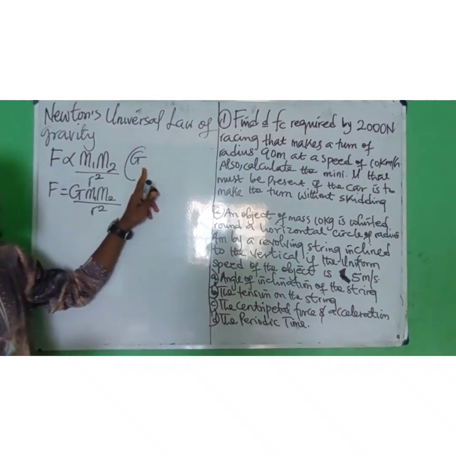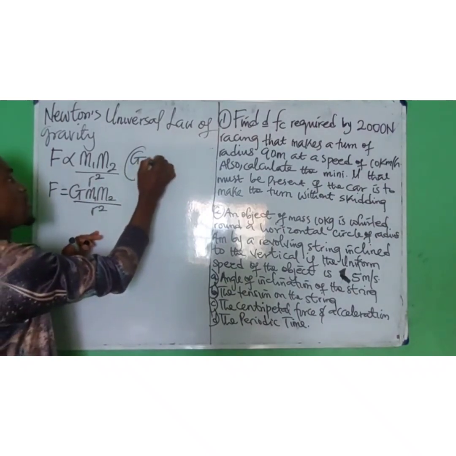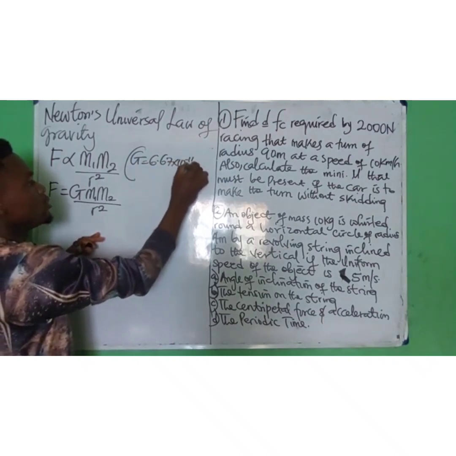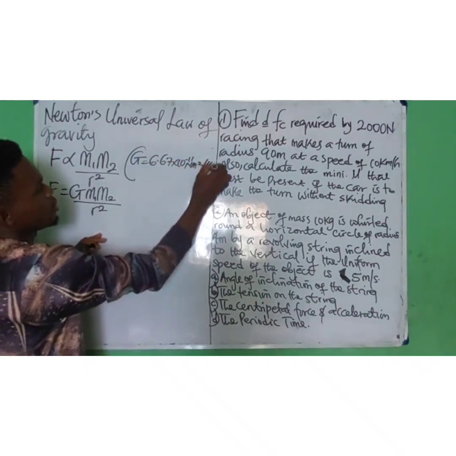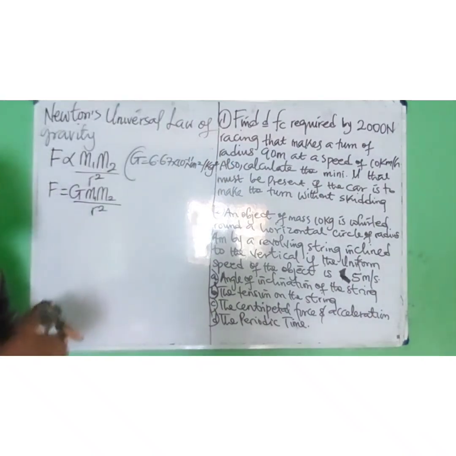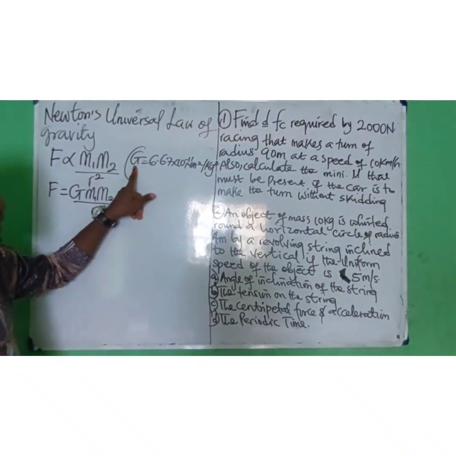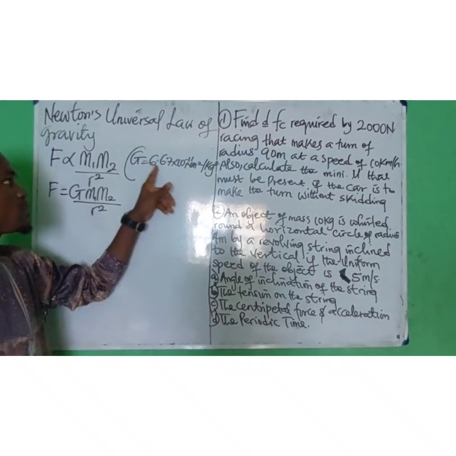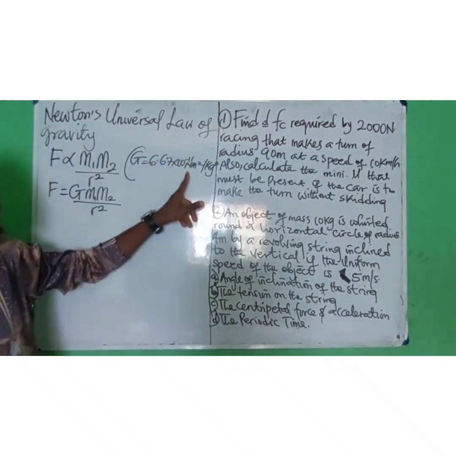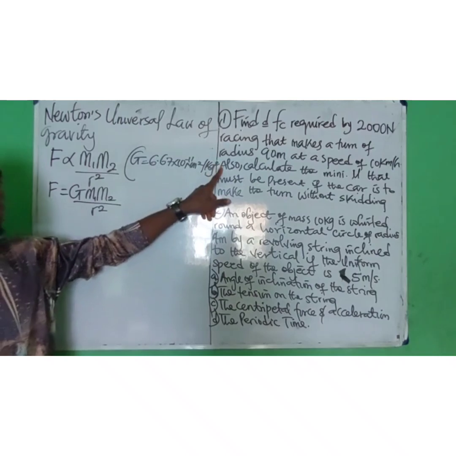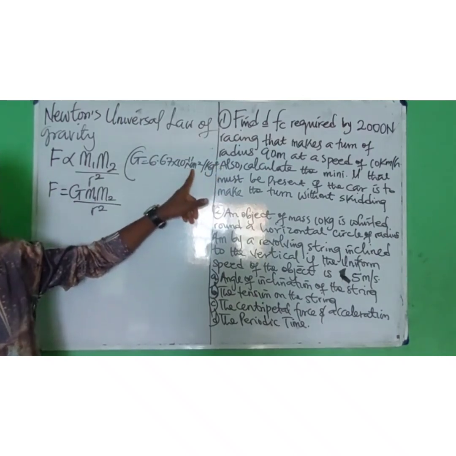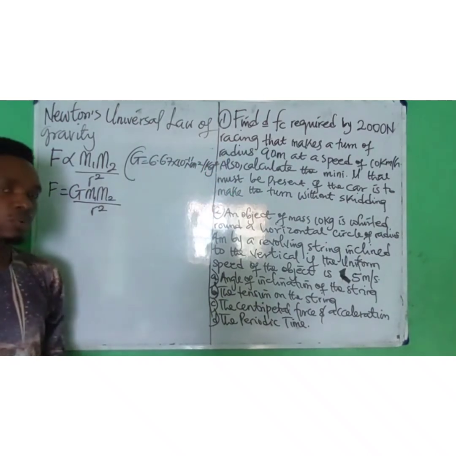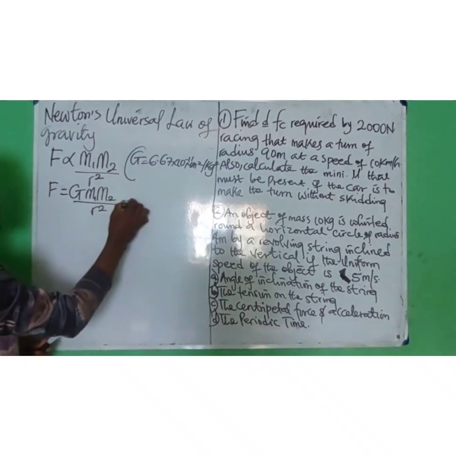Newton's universal constant has a value of 6.67 times 10 raised to the power minus 11 Newton meter squared per kilogram squared. This is the unit. Please don't say N raised to the power 2 slash kg squared. No, it's not correct. It's not pronounced that way. So please take note of that. Now I'll call this equation 1.